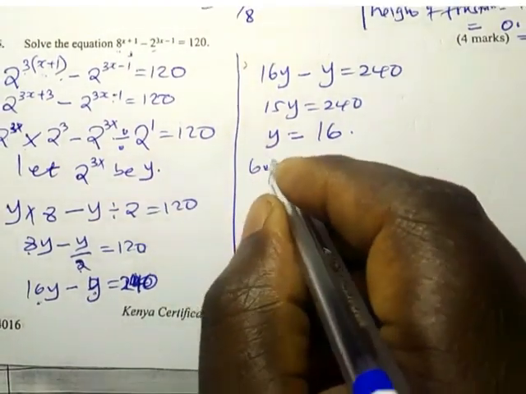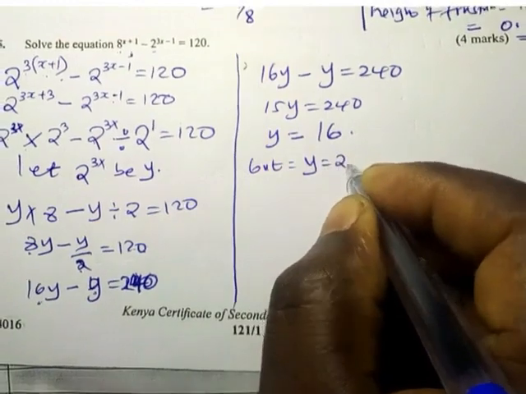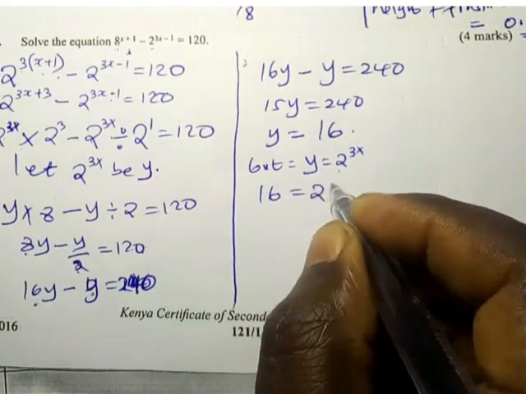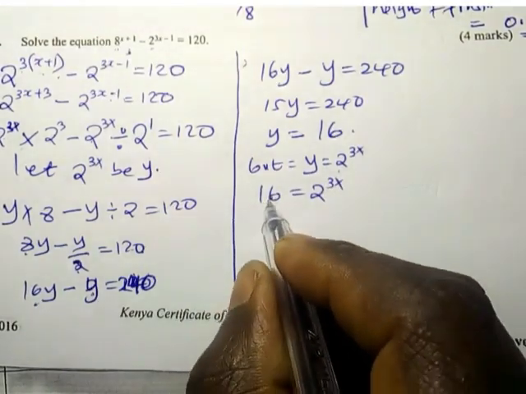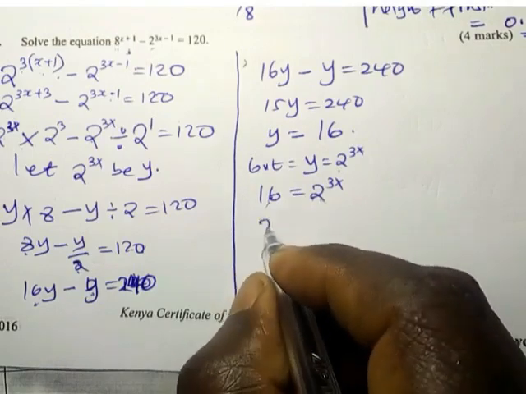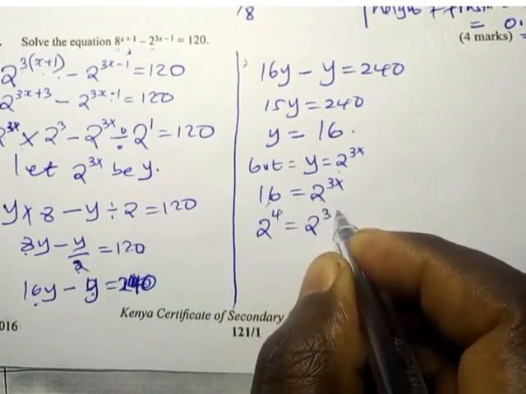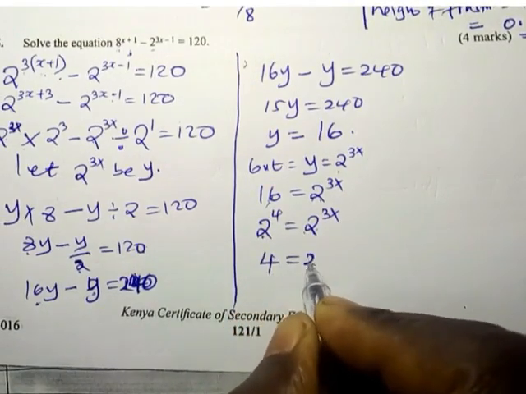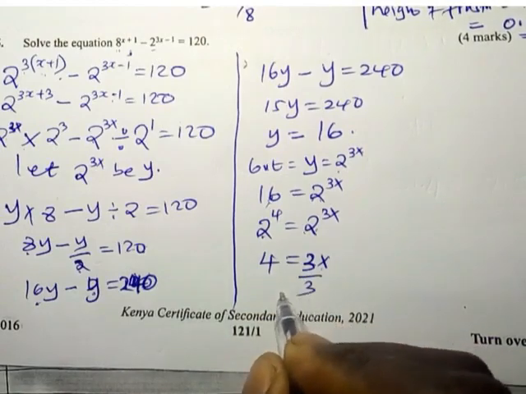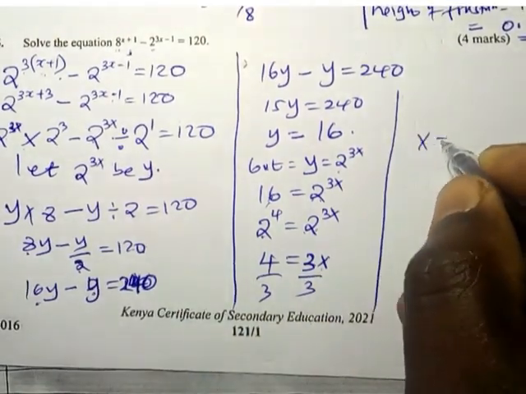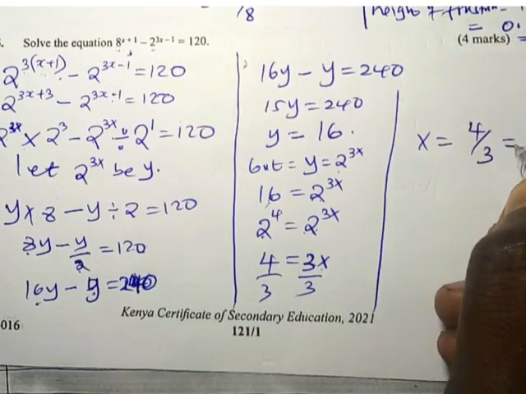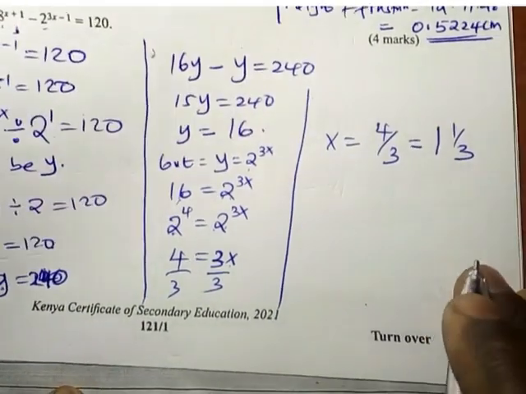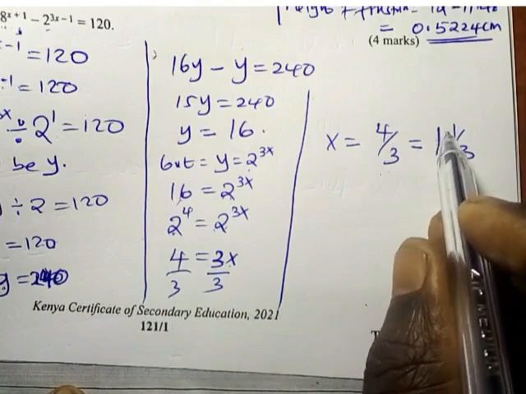But we said that y is equal to 2 raised to power 3x. So meaning 16 is equal to 2 raised to 3x. But we can write 16 in the form of base 2. That is 2 raised to power 4 equal to 2 raised to 3x. So the bases are the same, we ignore them. 4 equal to 3x. So the value of x is, divided by 3, divided by 3. Therefore, x is equal to 4 over 3, which is the same as 1 and 1 over 3.